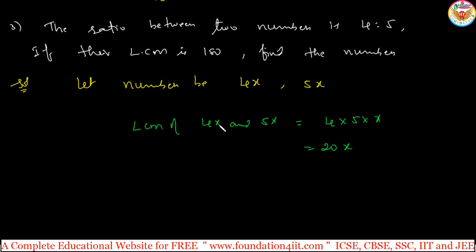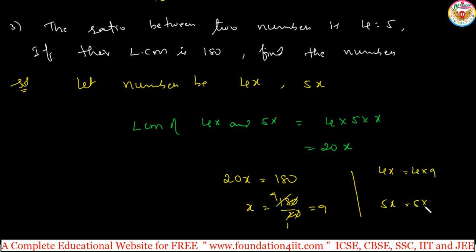4 and 5 is 20, right? And x is common. So 20x should be equal to 180, as given in the question. Now x is equal to 180 divided by 20. Zeros are cancelled. 2 nines are 18, so x is equal to 9. Then you can get the numbers. Those numbers are 4x and 5x. So 4 into 9 and 5 into 9. So 36 and 45. 36 and 45 are the numbers.